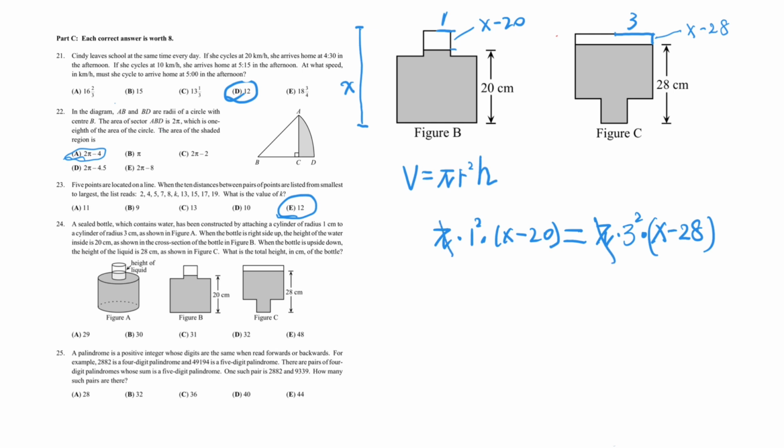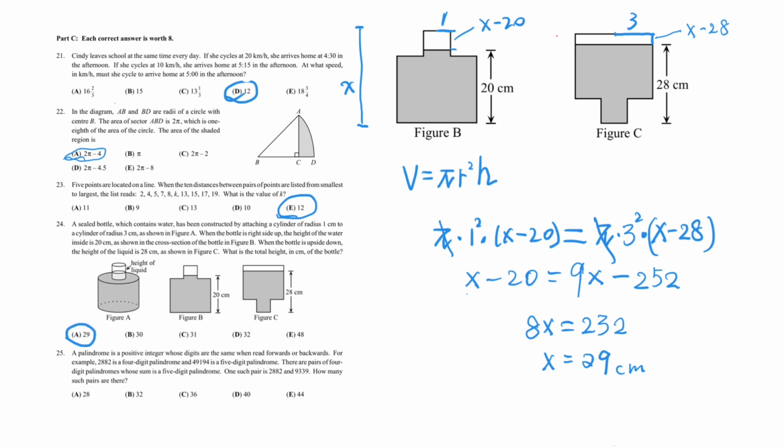So now both sides cancel the pi. So x minus 20 equals 9x minus 252. We move the x to the other side, which gives us 8x equals 232. x equals 29. So the total height of the bottle is 29 centimeters. That's choice A.